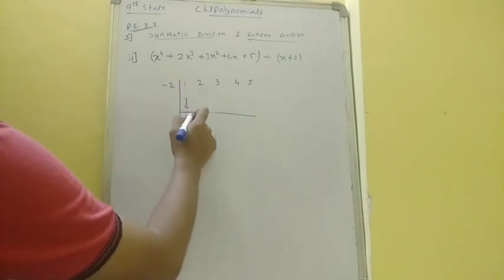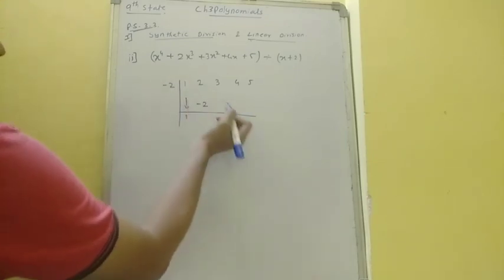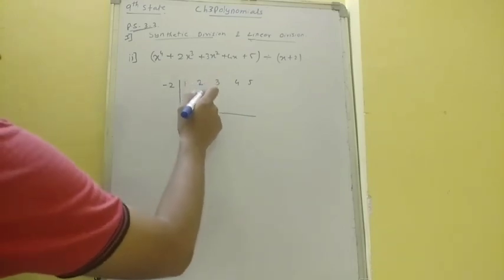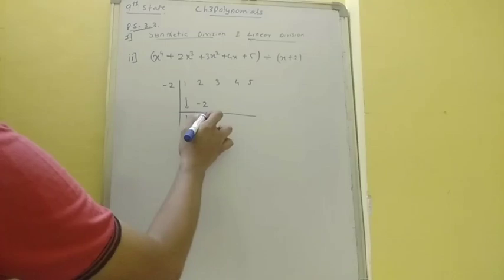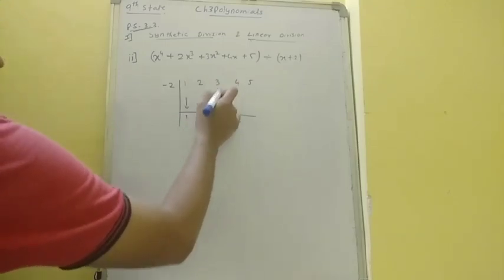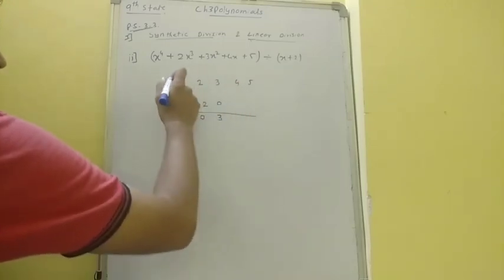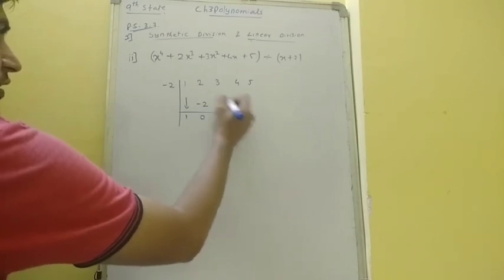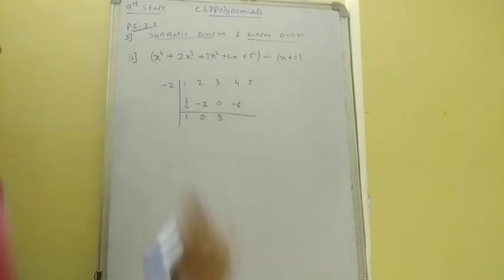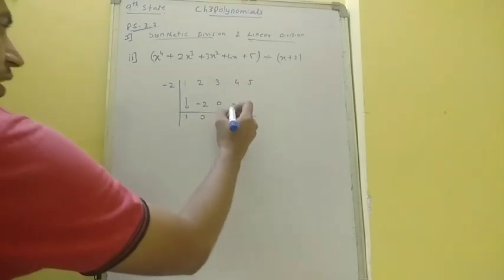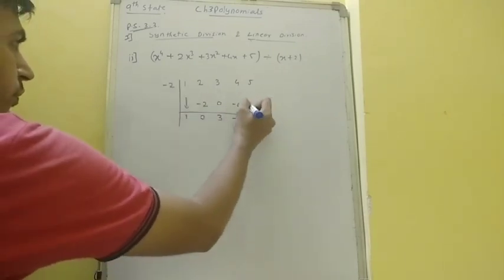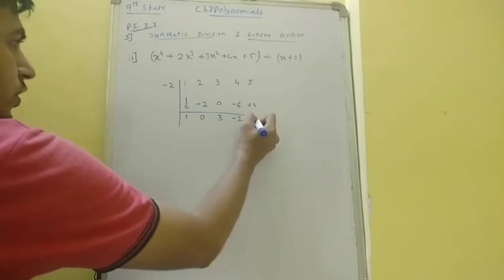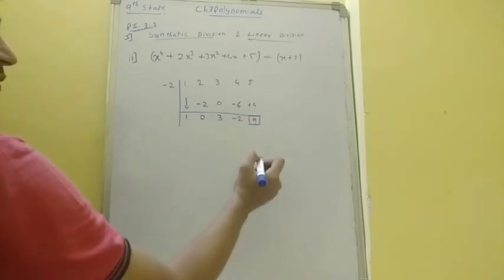So minus 2 into 1 is minus 2. Okay. Minus 2, 2 minus 2 will be 0. Minus 2 into 0 is 0. 3 plus 0, 3. 2 3s are 6, minus 6. Minus 2 into plus 3 is minus 6. 4 minus 6 is minus 2. Minus 2 minus 2 plus 4. 5 plus 4 is 9 and this will be the remainder.